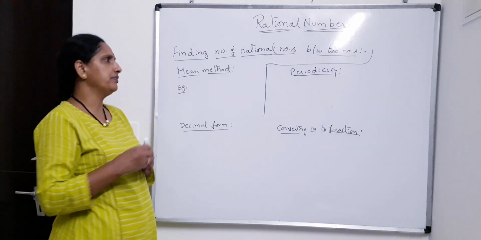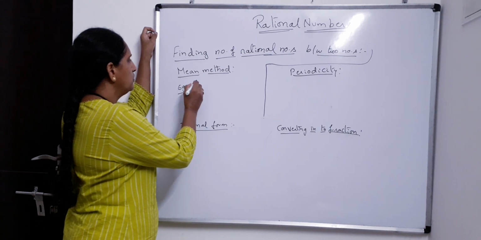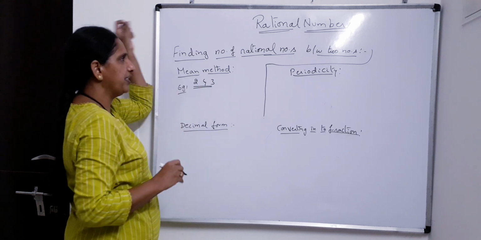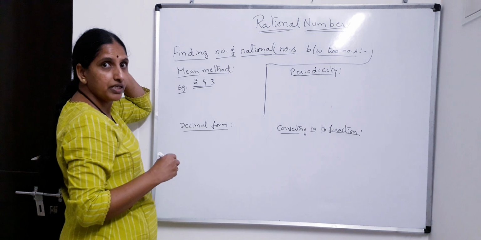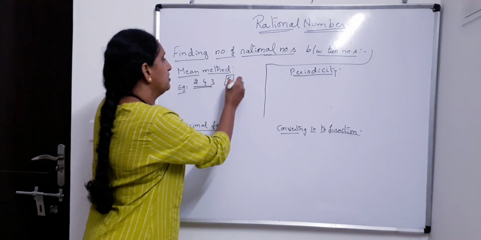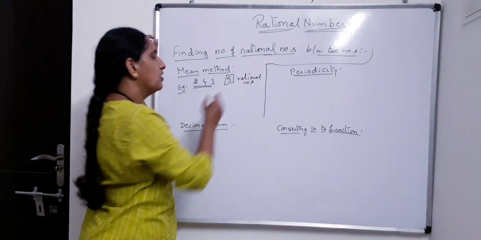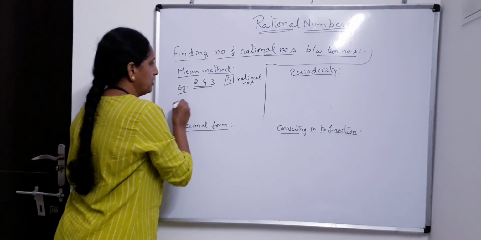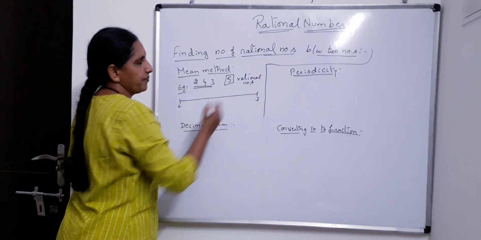Let us take an example: between 2 and 3, we wanted to find rational numbers. Maybe let us find 5 rational numbers between 2 and 3. So now let us draw the number line here first. This is 2, this is 3.